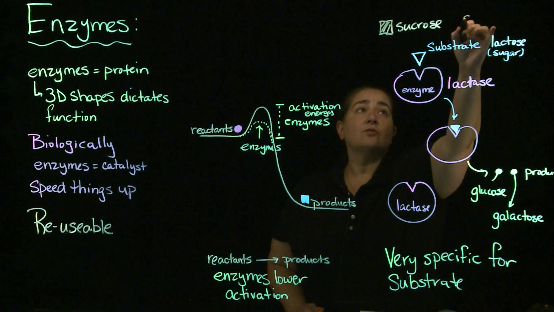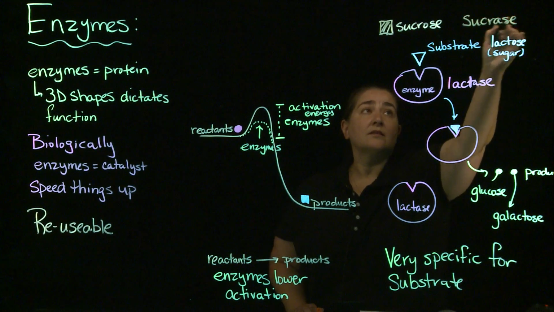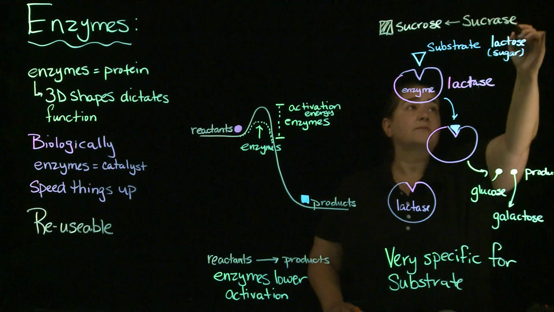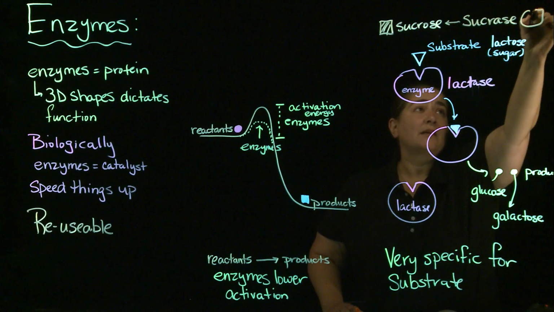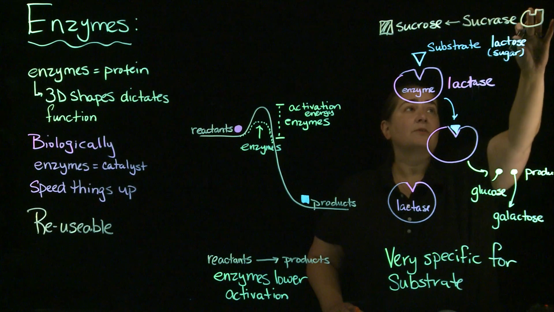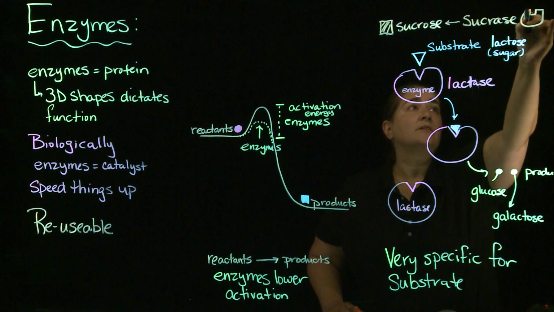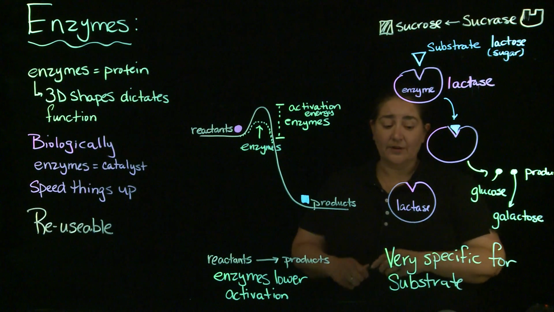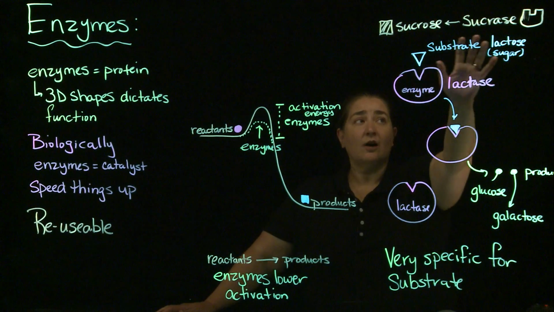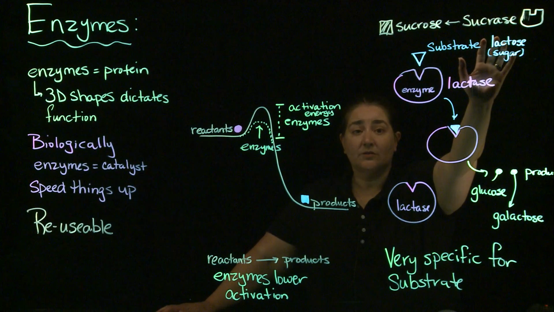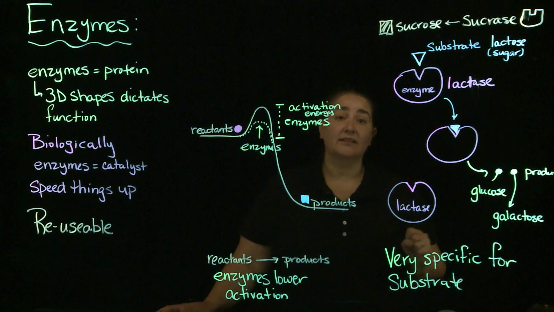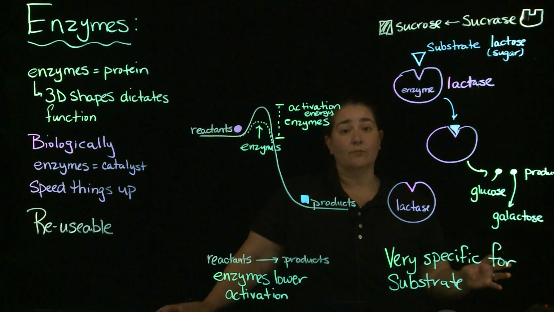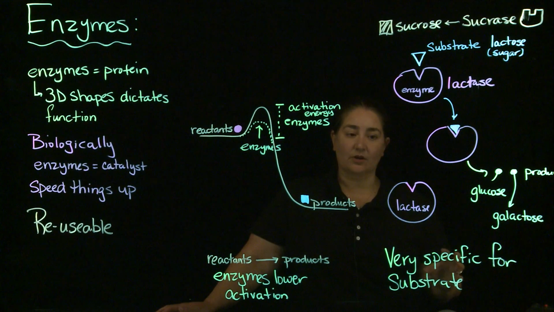But sucrase is going to be the enzyme that breaks down sucrose. So if we have sucrase, our enzyme there is going to look a bit more, let me draw that a bit more square, like that. Okay? So it's very specific for a substrate. You've got one enzyme that works on one particular substrate. So in our body, we have thousands and thousands of different enzymes that perform and help the chemical reactions that are going on in our body.